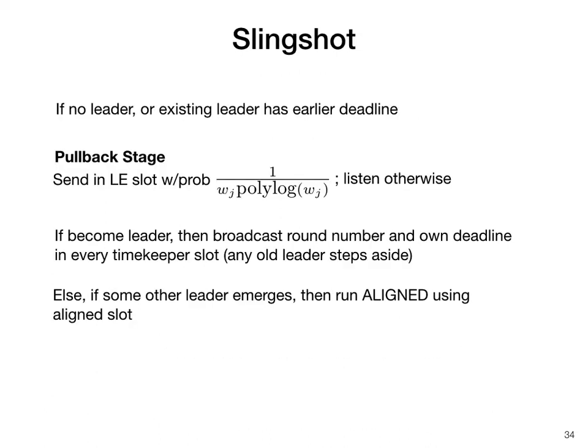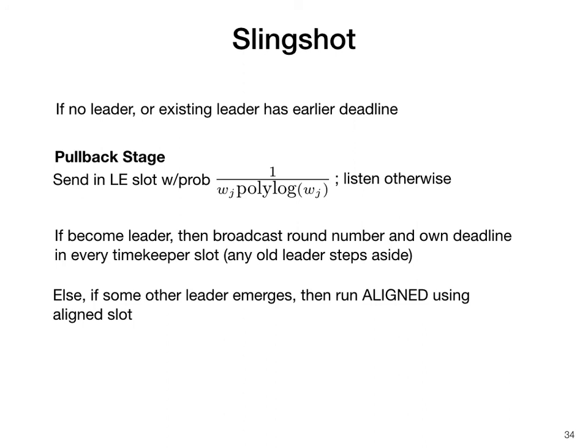Our solution involves noting that there are cases where not having a leader doesn't hurt us. More on this in a moment. Say a job arrives. In the case of no leader, or when there is an old leader relative to the new job's deadline, we use what we call the Slingshot protocol. This protocol has a pullback stage, which makes use of the leader election slot that we described earlier, and then a release stage, which makes use of the anarchy slot. The pullback stage involves the job sending with low probability in its window size, that is, 1 over W polylog W, in the leader election slot, and otherwise listening.